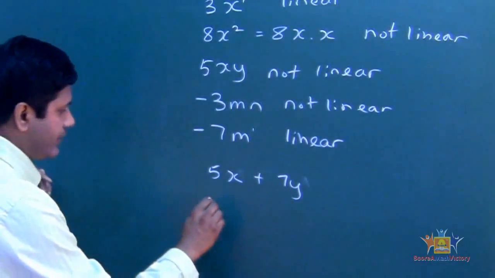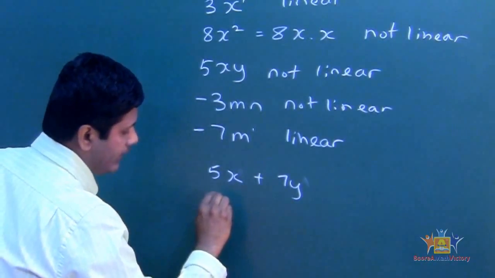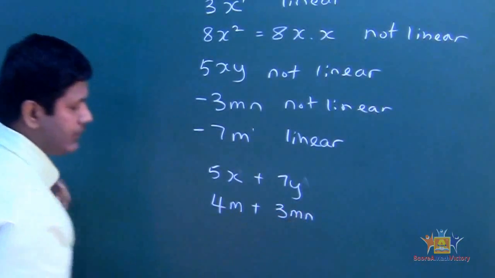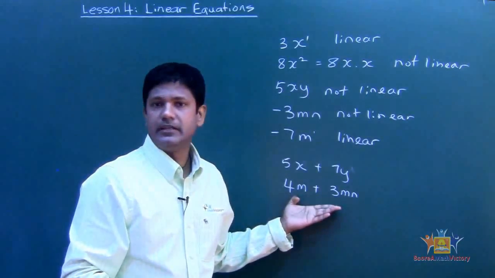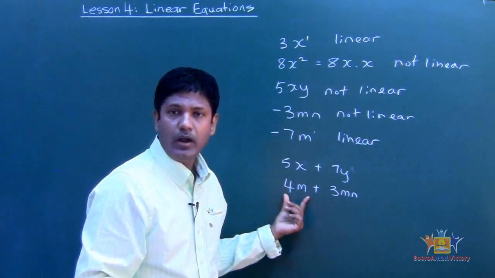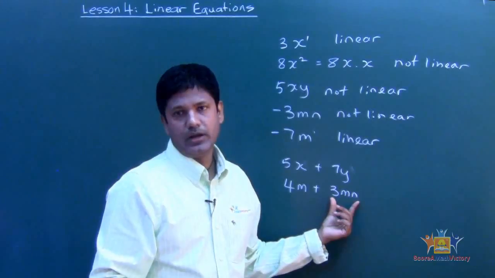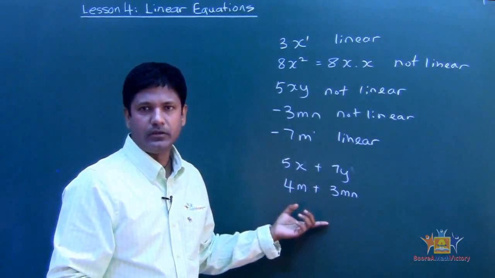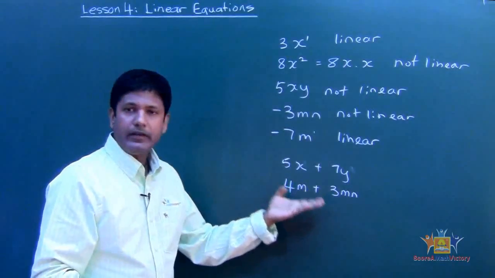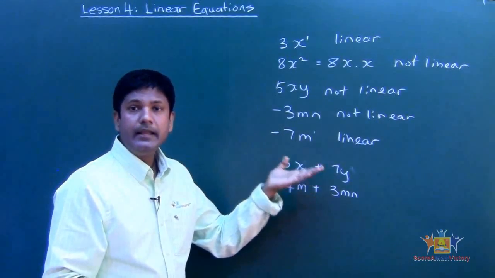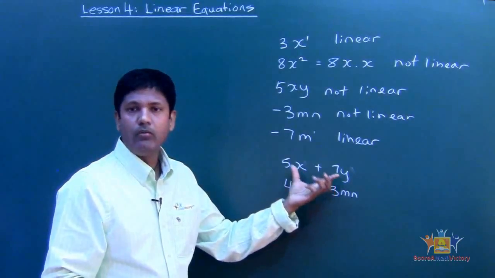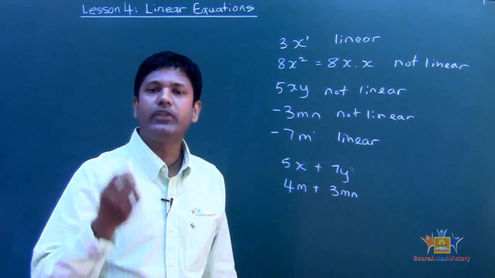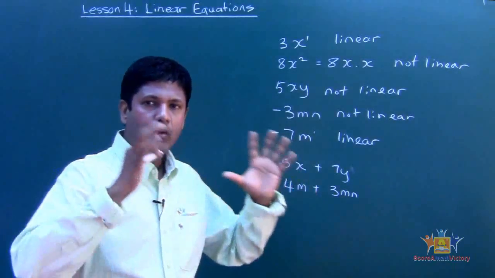Alright, now let's say, for example, Mr. Mac gives you 4m plus 3mn. Now, is this linear? It's not. Even though one term has one unknown, the other one has two unknowns. That makes this one not a linear algebraic expression. Okay? So, in order for a linear algebraic expression to be linear, the terms have to have what? One unknown. Okay, you cannot have more than one unknown. So keep in mind, one unknown.